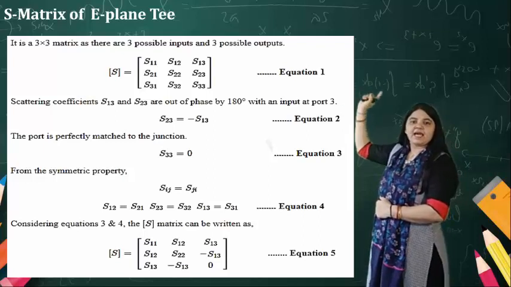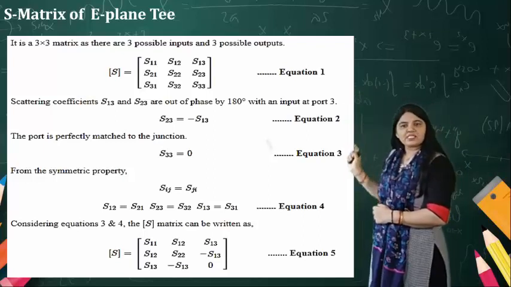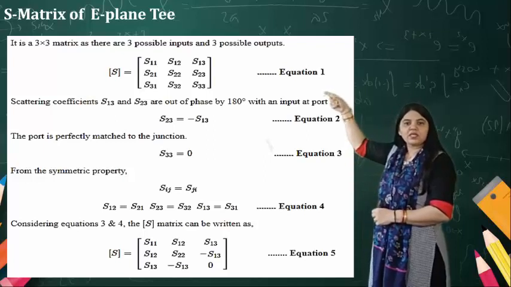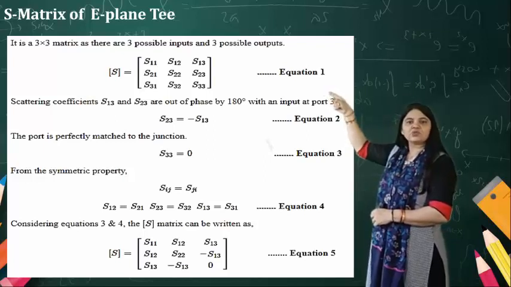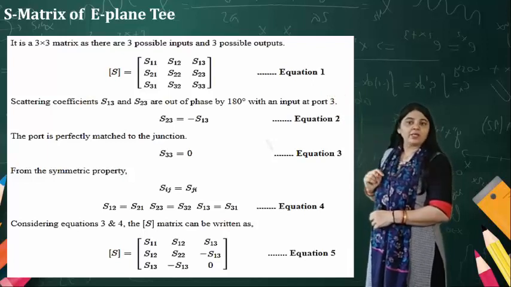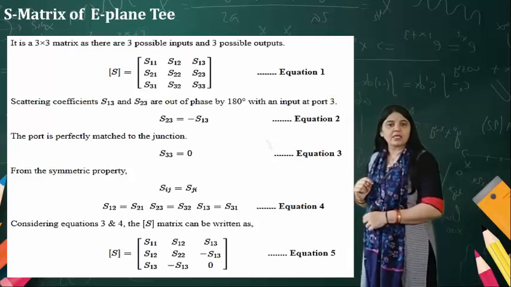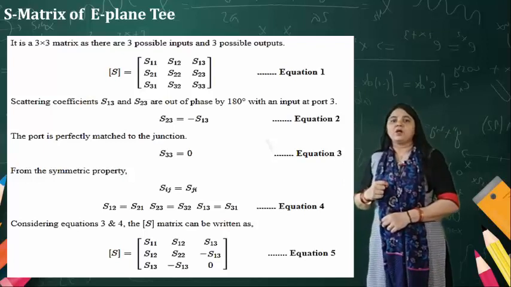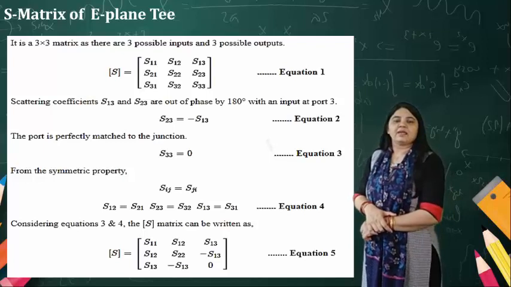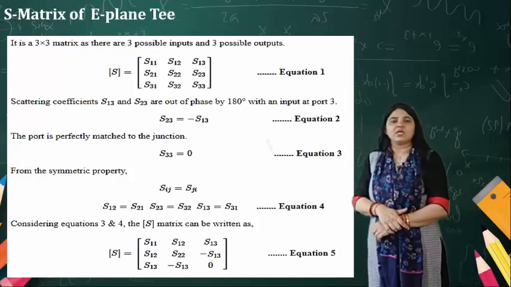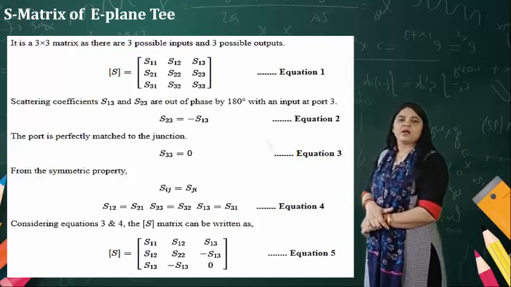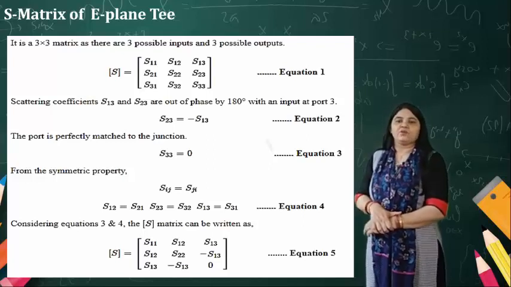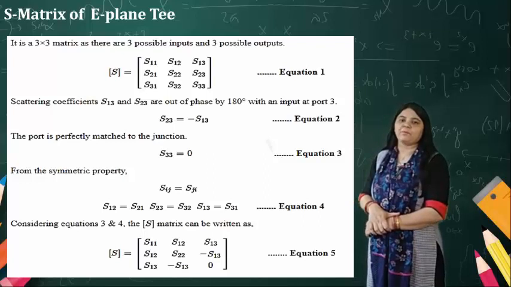So the elements are S11, S12, S13, S21, S22, S23, S31, S32, S33. Now I know the behavior of my circuit. I want to write about my scattering coefficient values. What I say is that S13 and S23 are out of phase by 180 degrees with the input at port number 3.